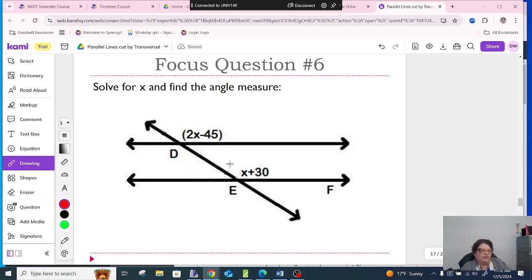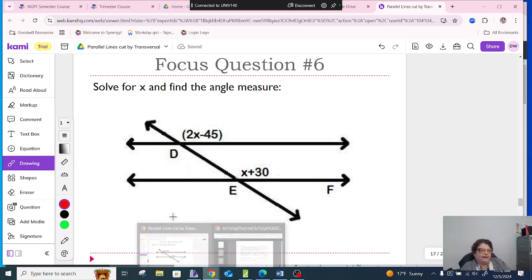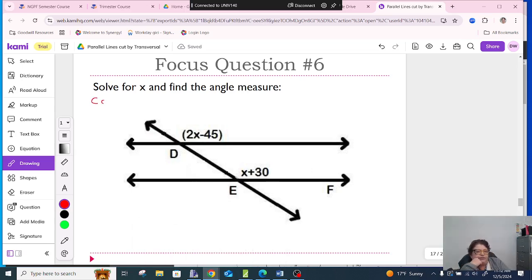Again, these are corresponding, right? So if they're corresponding, I'm going to set them equal to each other, but I have to be careful. What does the direction say? Ah, solve for, and it should say measures, but they're going to be equal, so each of them will be the same. So in this case, you have 2 steps. After I find x, I have to substitute it in and find the angle measure.